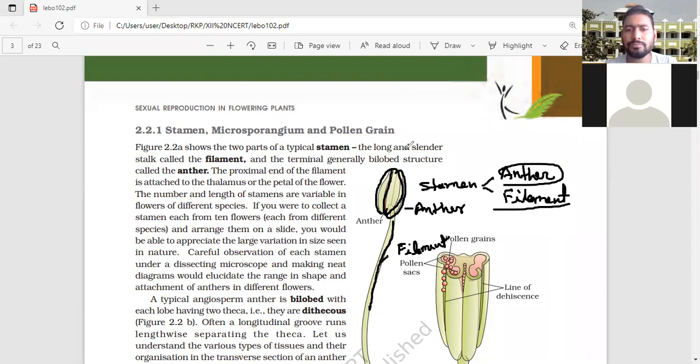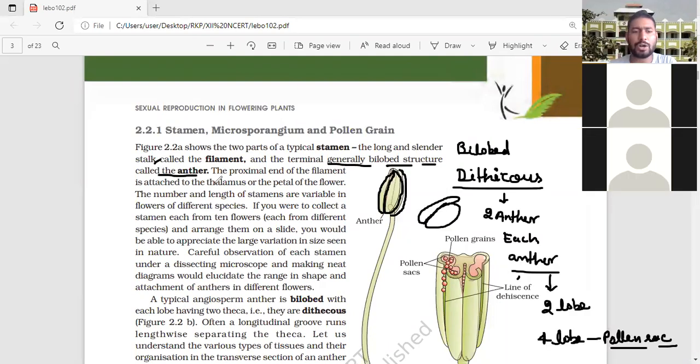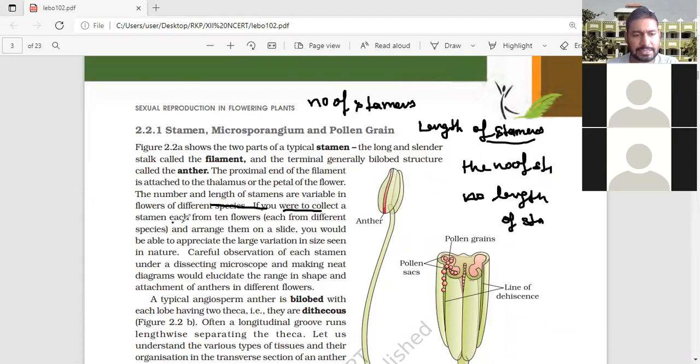Now look at this structure of the flower. I told you in most cases the anther is bilobed and dithecous. Just write: bilobed structure called anther. The proximal end of the filament is attached to the thalamus or the petal of the flower. The number and the length of stamens are variable in flowers of different species. If you were to collect a stamen each from 10 flowers, each from different species, and arrange them on a slide, you would be able to appreciate the large variation in size in nature.